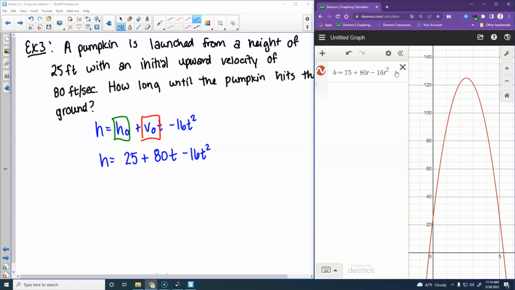Okay, Zane, what are you getting? I got 5 point what? 5.295. Let's see if that's what I've got. That is correct. So my time equals 5.295, and this would be seconds, because this equation always is going to have seconds as your x.